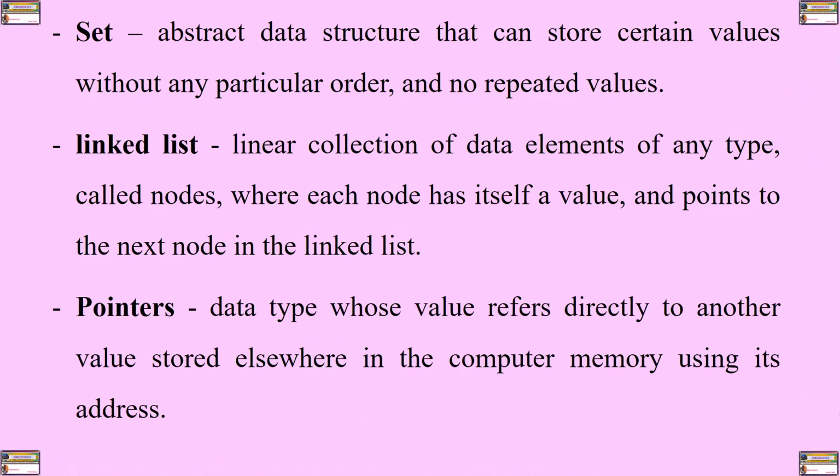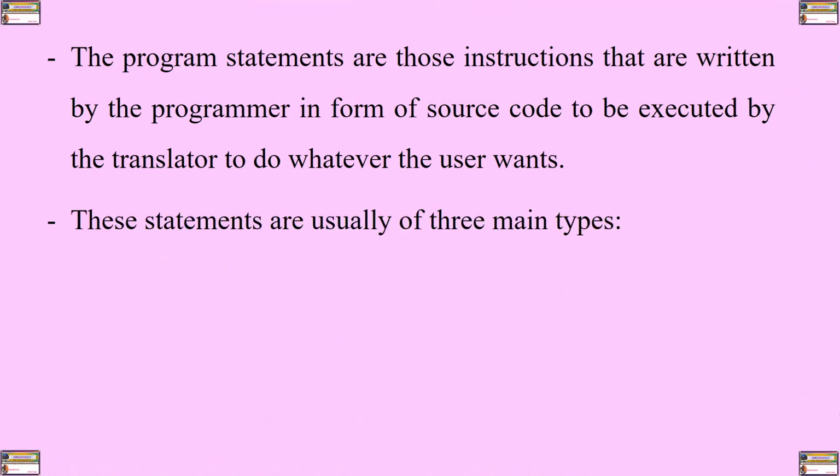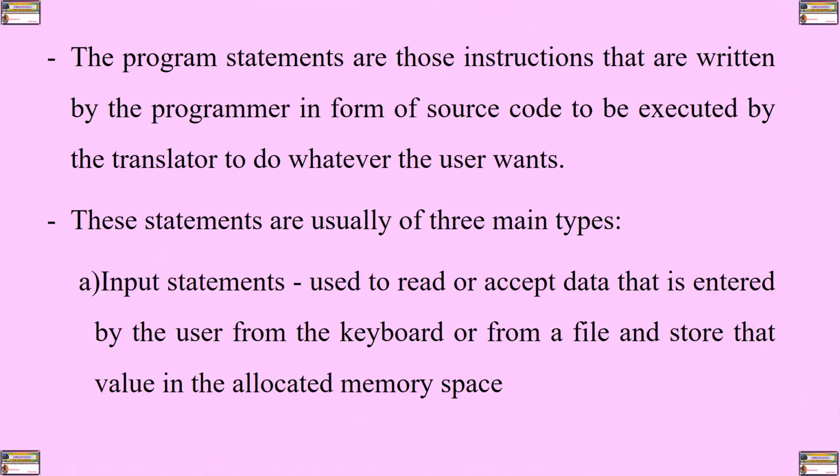We also have pointers. Pointers are data types whose value refers directly to another value stored elsewhere in the computer memory using its address. The program statements are those instructions that are written by the programmer in the form of source code to be executed by the translator to do whatever the user wants. These statements are usually of three main types.